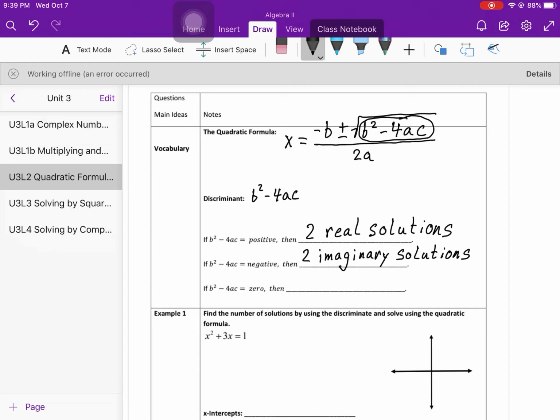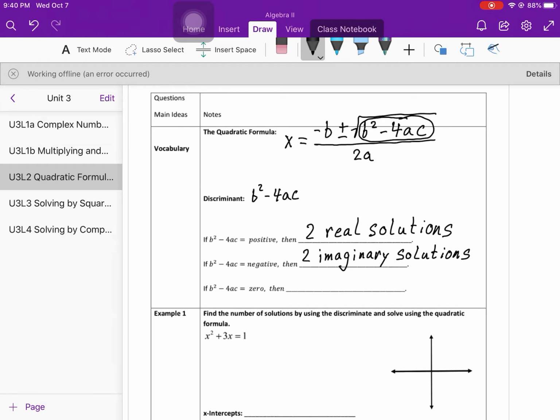And then if b squared minus 4ac equals 0. Now, I should have mentioned this earlier, but the reason we have two solutions is because of this plus or minus sign up here. Remember that the plus or minus means we'll have one answer where we add and one answer where we subtract from whatever we get in the discriminant part.